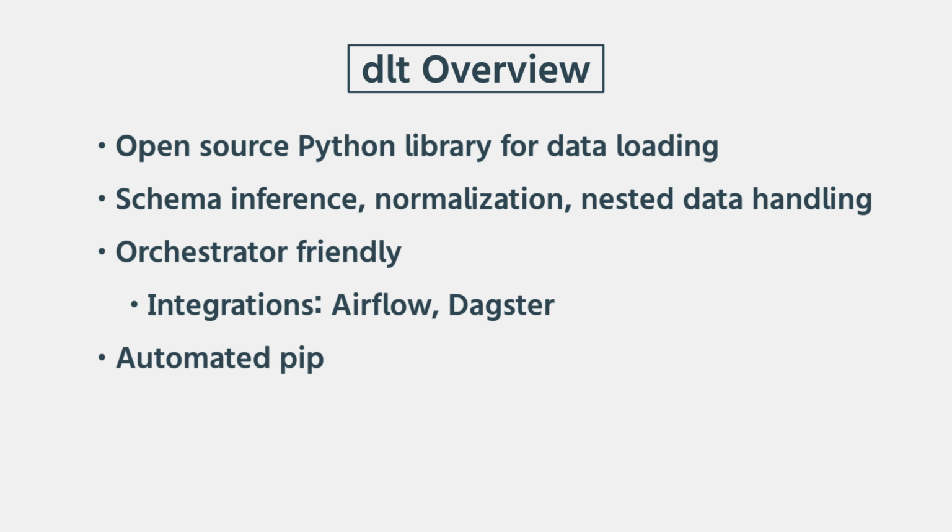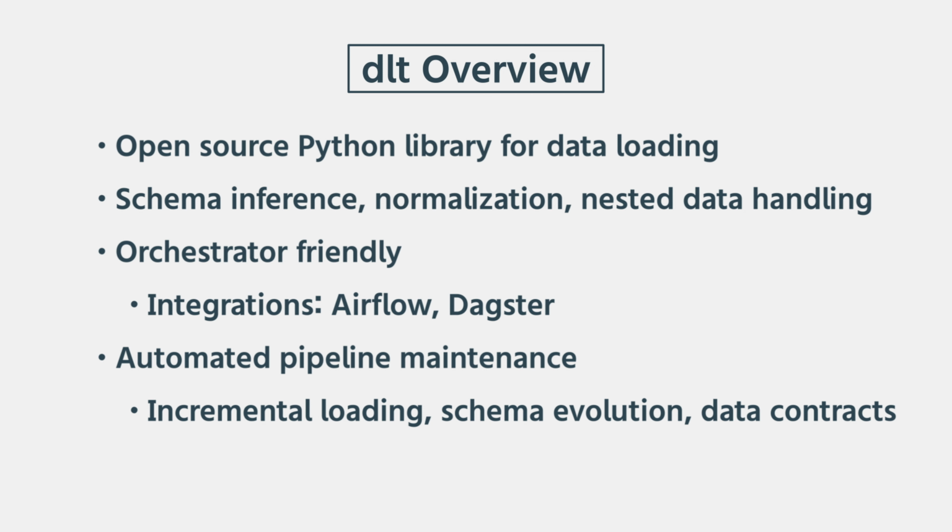DLT is an open-source Python library for loading data. It infers schema, normalizes data, and handles nested data structures. It is orchestrator-friendly. The same code is straightforward to embed in Airflow or Dagster projects, even though they are separate tools. It automates pipeline maintenance through incremental loading, schema evolution, and simple data contracts. Next, we will create an ingestion pipeline with DLT.